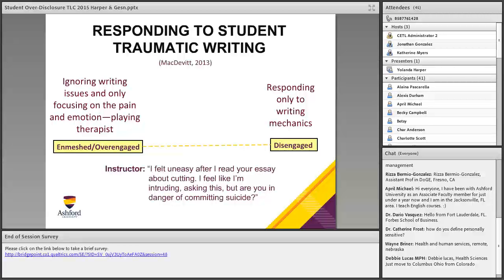So what are your thoughts, if you would share with me in the chat, about this particular approach? It's one author's opinion, and it may not fit everyone.